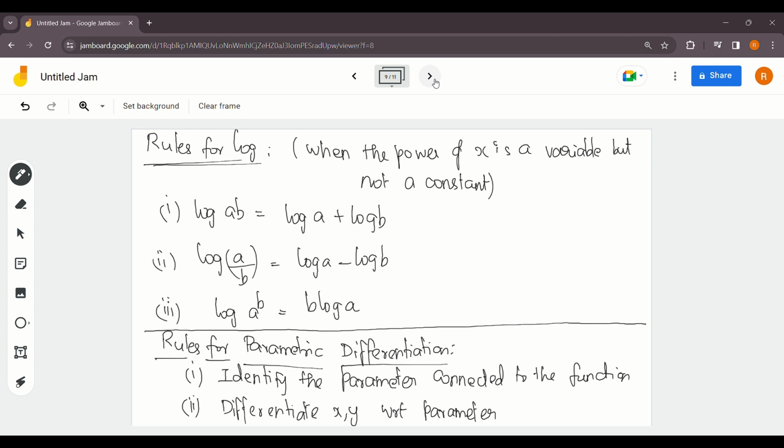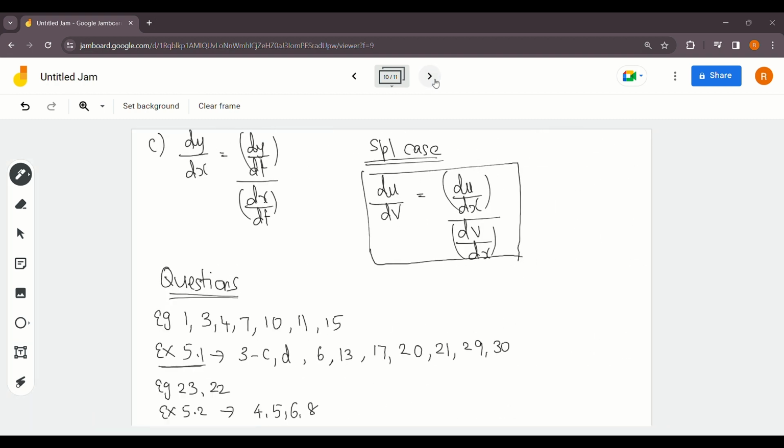The next concept is parametric differentiation, wherein you have to identify the parameter connected to the function. If it is t, then you have to differentiate both x and y with respect to the parameter t, and then find dy by dx, which is dy by dt whole divided by dx by dt. And you have a special case as well. They may ask you to differentiate a function with respect to another function. That's what I have written, du by dv. It can be written as du by dx divided by dv by dx.